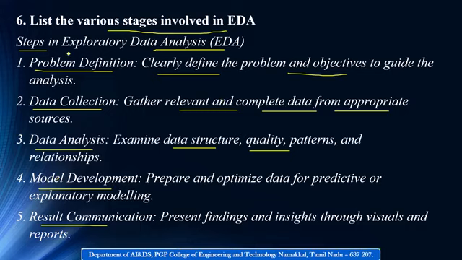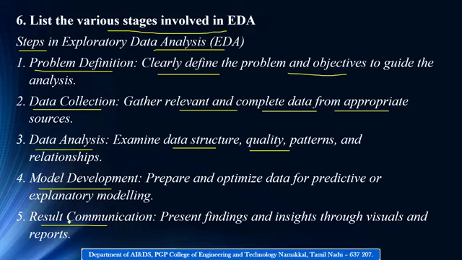Now, what are the steps available in EDA? Totally there are 5 different steps. The first one is problem definition. Second, data collection. Third, data analysis. Fourth, model development. And fifth is result communication. So these are the 5 different steps of EDA.